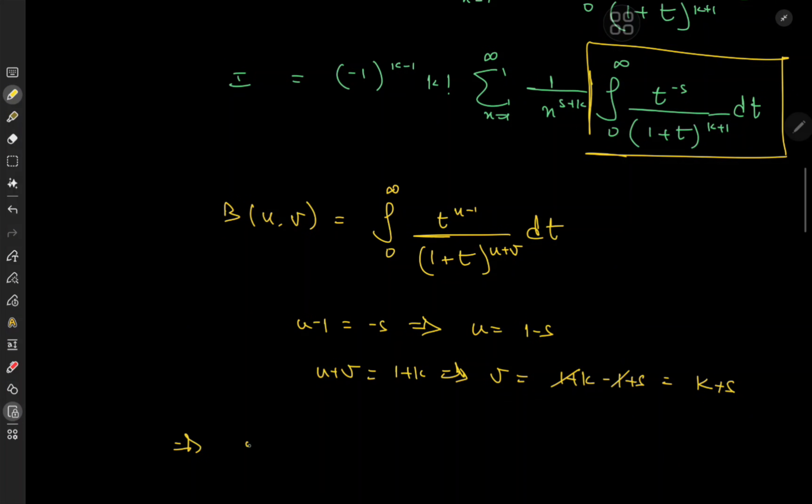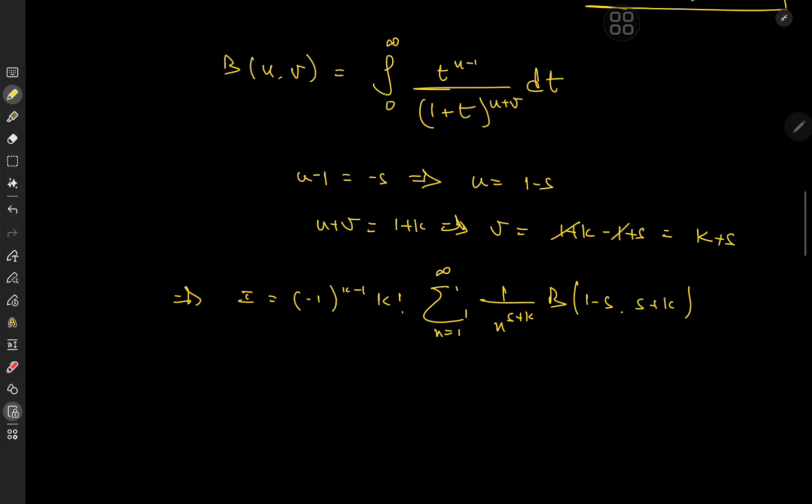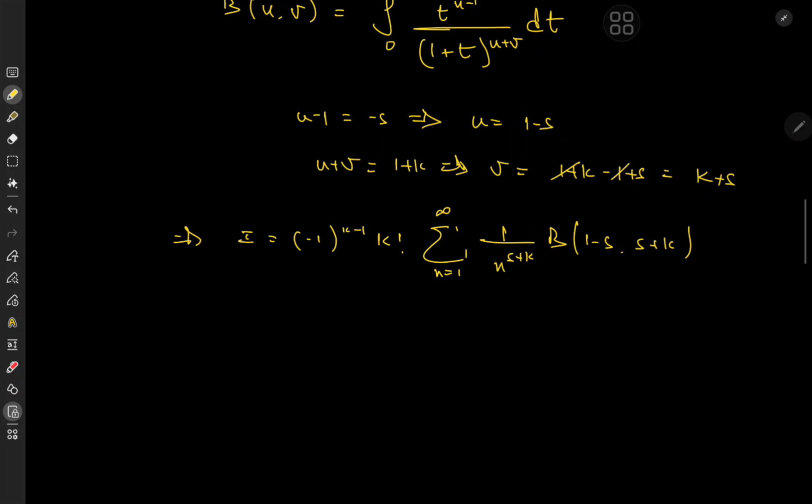And all of this implies that the target integral I is just (-1)^(k-1) times k factorial. That is a horrible looking k over there, much better. What are we left with? Oh yeah, the sum over n from 1 to infinity of 1 over n to the s plus k. Looks absolutely dope. And then we have, oh yeah, the beta function with arguments being 1 minus s and s plus k. Okay, cool. So this thing is independent of the index variable n, so I could just treat it separately.